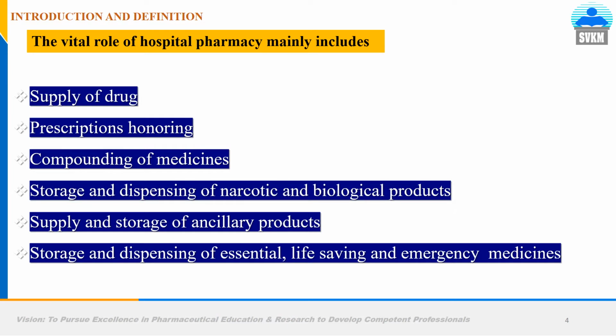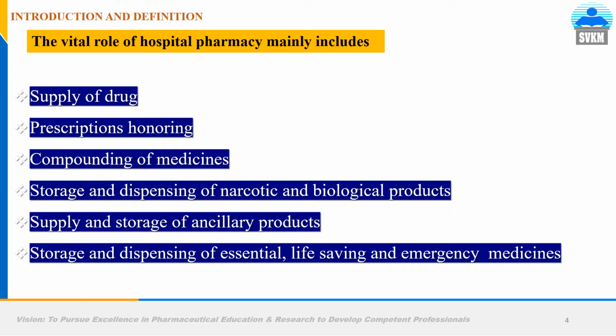Then, moving to the next part, storage and dispensing of certain medicines categorized as either essential drugs, life-saving drugs, or emergency medicines. Essential drugs means those drugs which are required on a daily basis, and it's the responsibility of the pharmacy to maintain proper, efficient stock inside their department. For life-saving drugs, we can never have a shortage. If there is a shortage of life-saving drugs, then definitely we are facing a life-threatening situation for the patient. The same applies to emergency drugs.